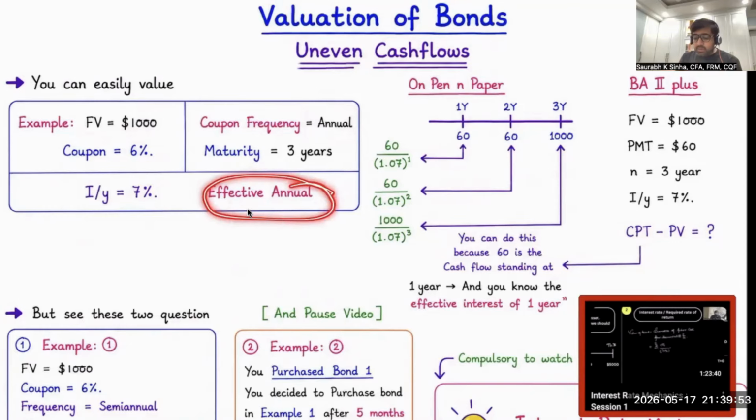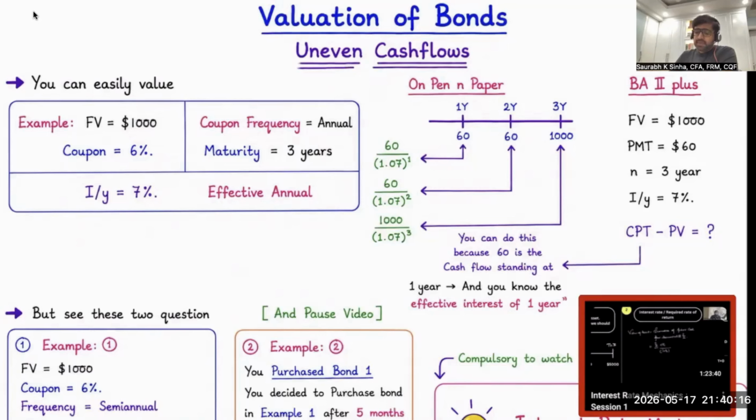If the effective interest rate given is annual and the coupon frequency is semi-annual, then you wouldn't be able to solve this question even on pen and paper or a BA II Plus calculator. And that is what we are trying to understand in this session, how we can solve any valuation question where we have uneven cash inflows.